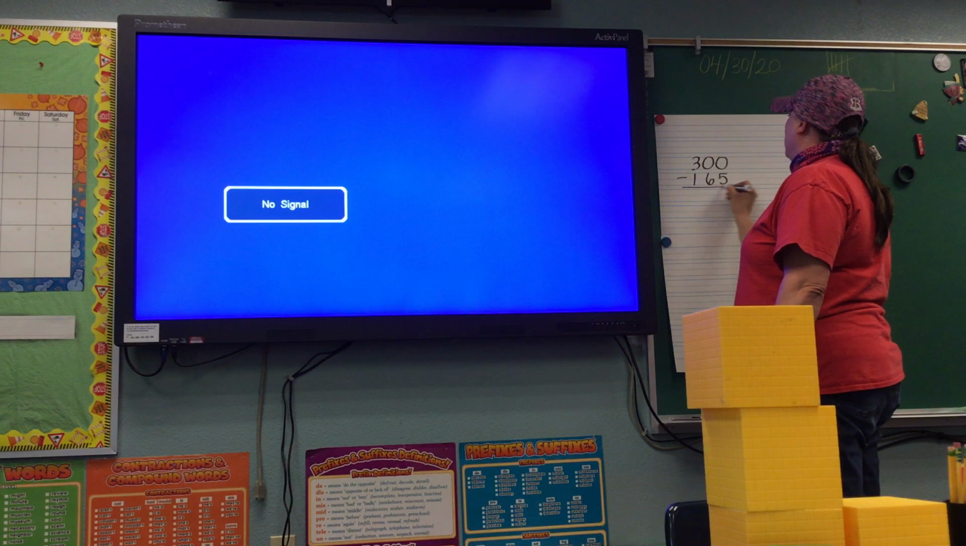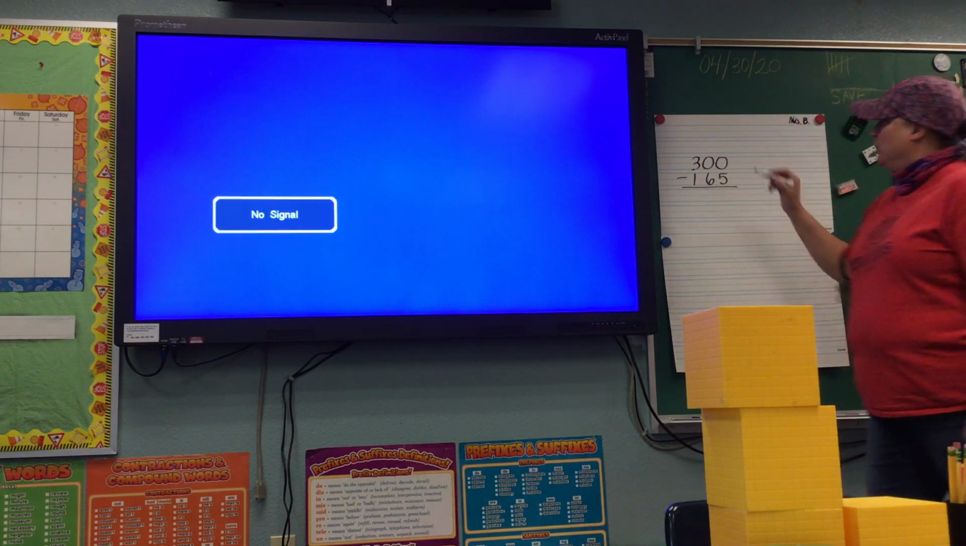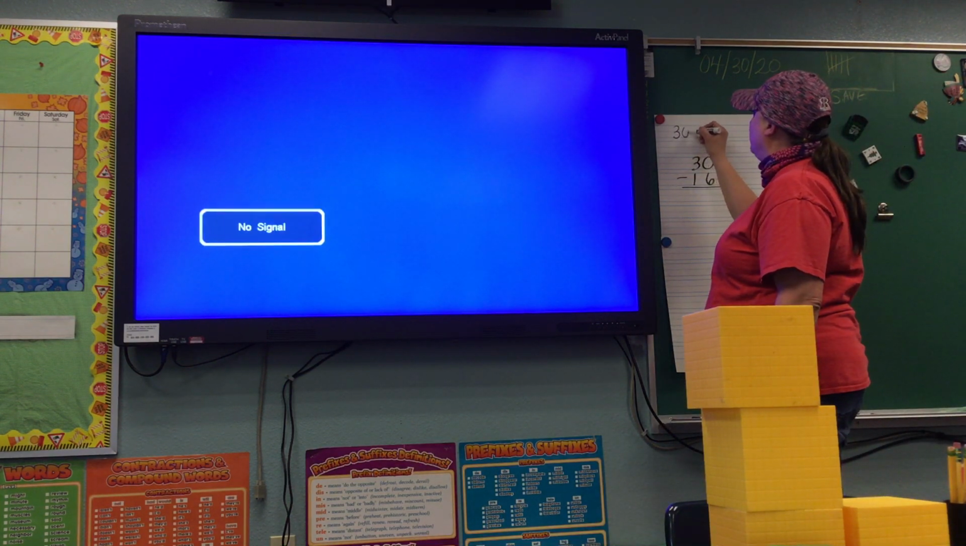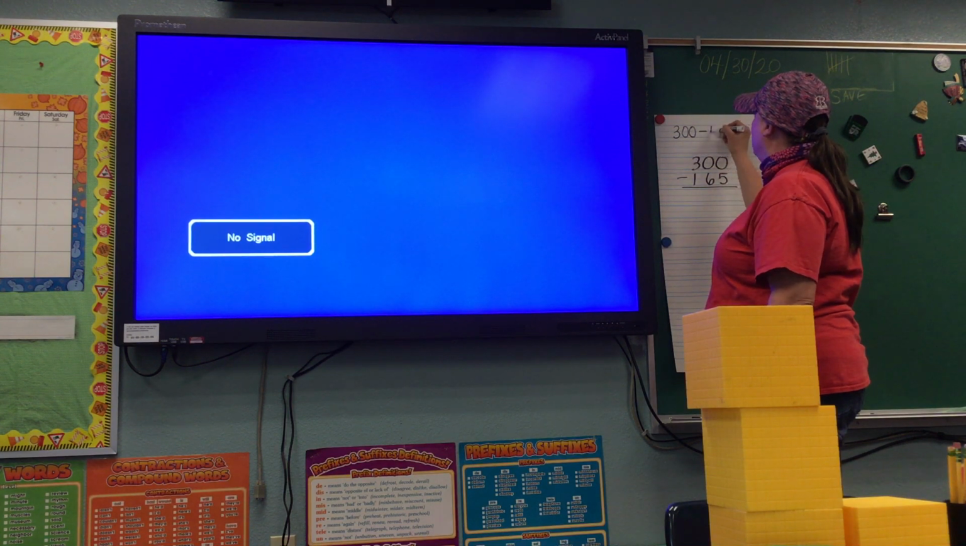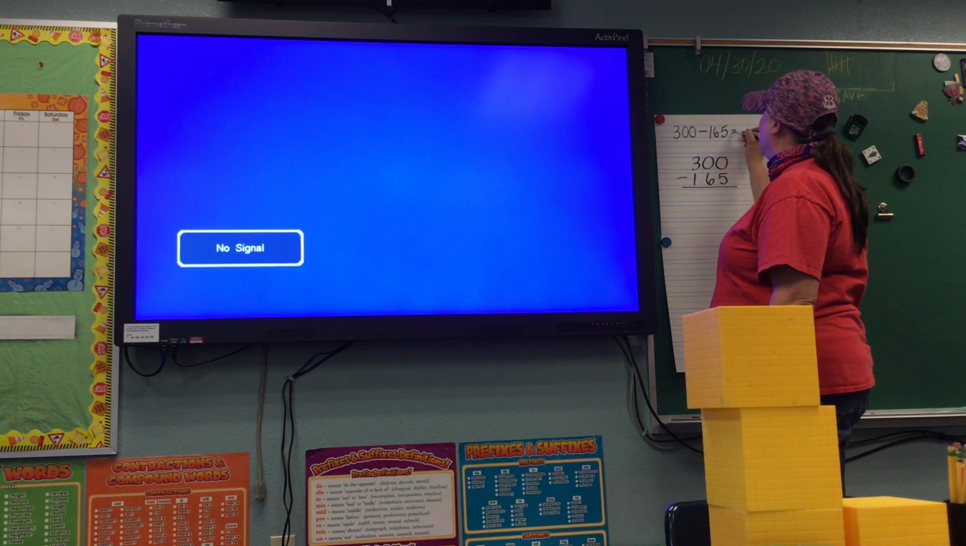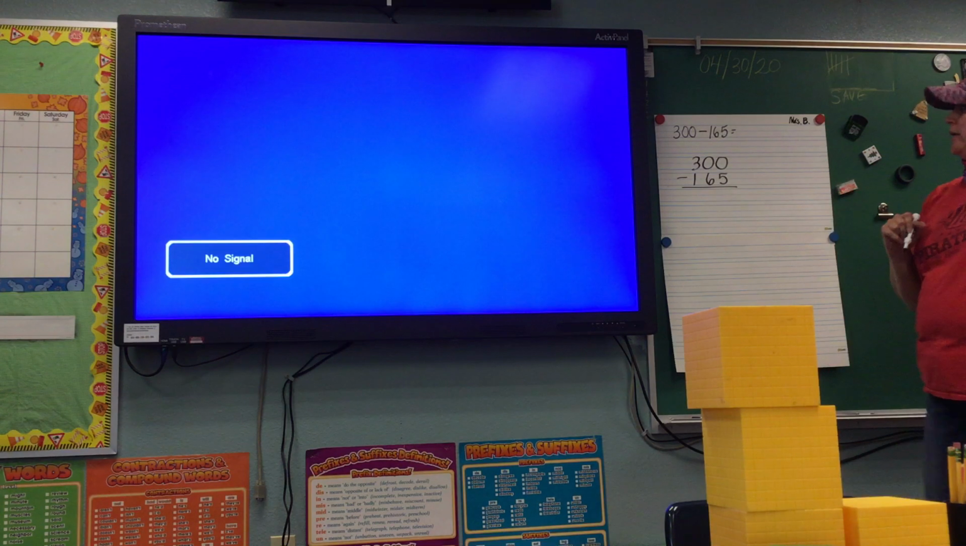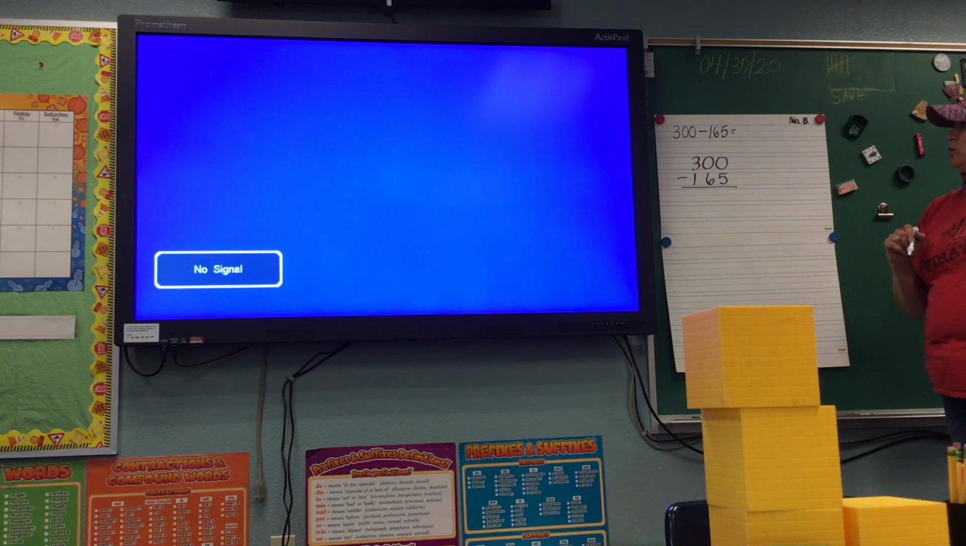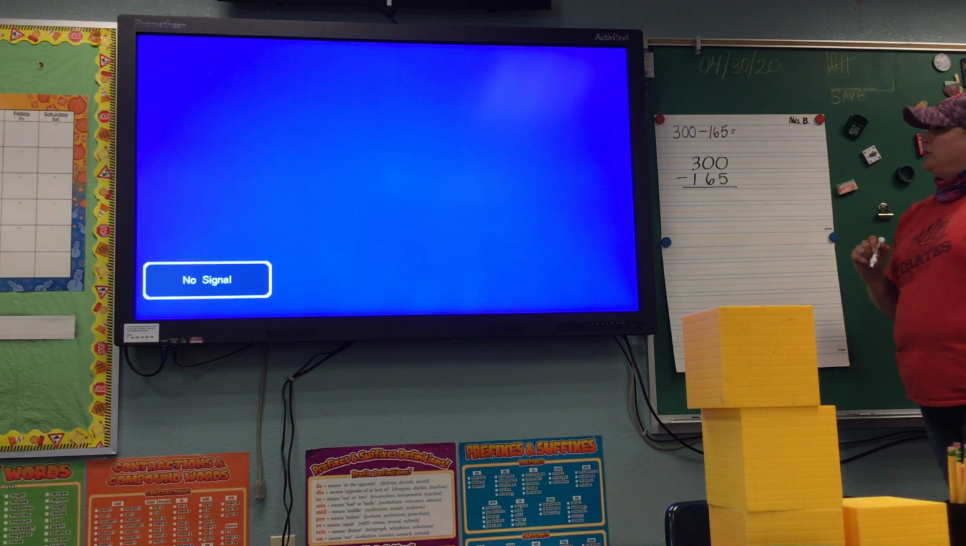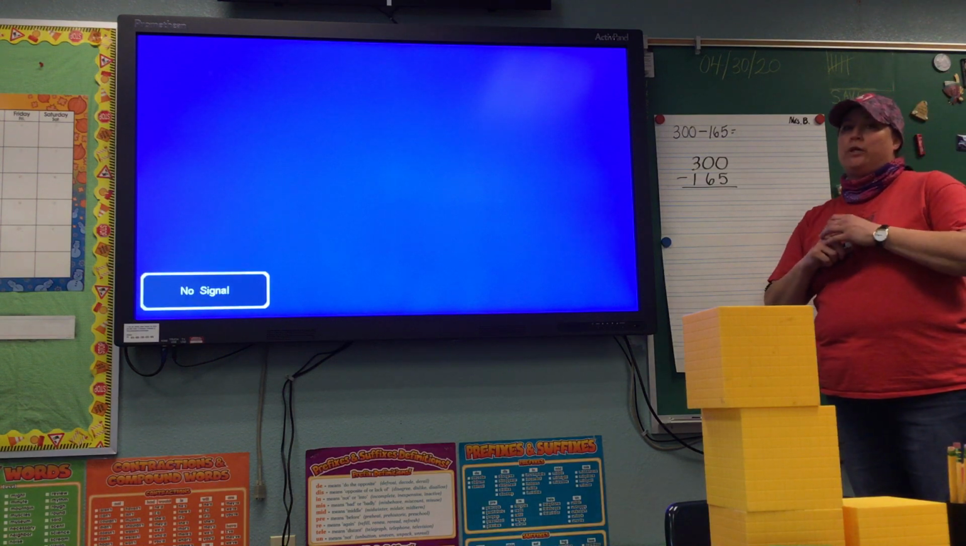165. Now let's take a look at that. They could have also written the problem this way. Now, if you don't feel comfortable doing it horizontally, you can rewrite it so that it's something you can work with, okay?